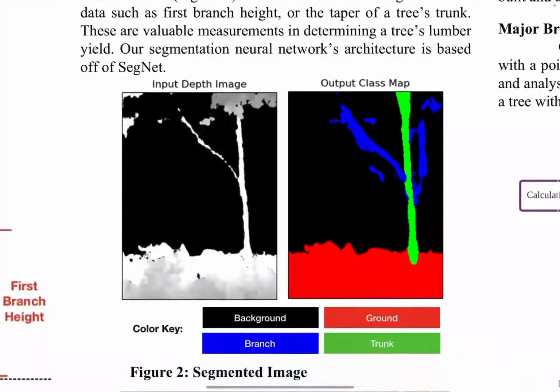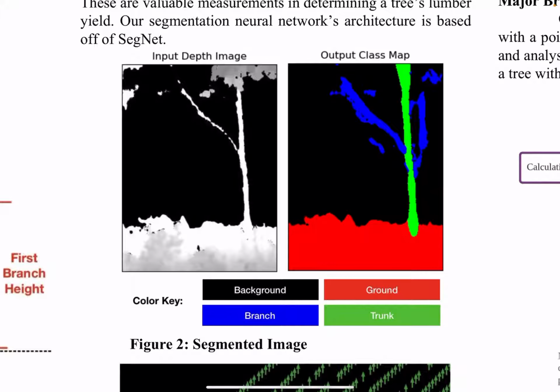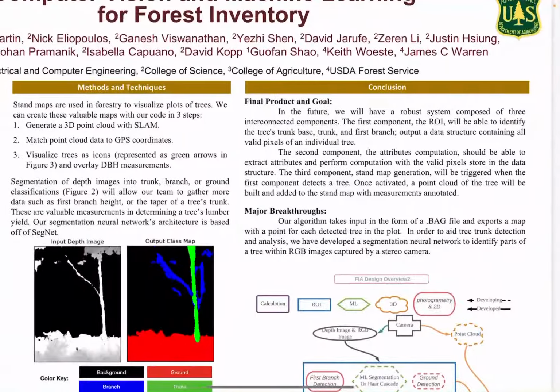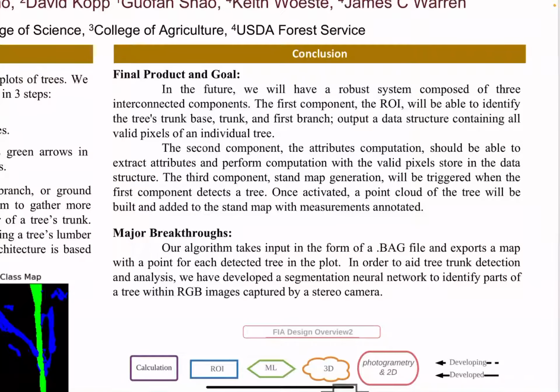So here you can see an image that we put into our neural network and what its output is. You can see that the branches are labeled in blue, the trunk in green, the ground in red, and the background in black. Now, let's jump to our conclusion section. Conclusion: final product and goal.